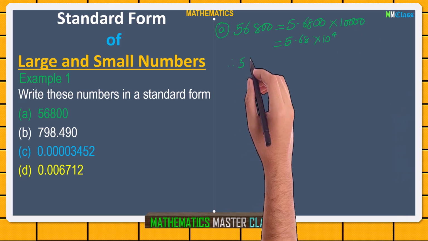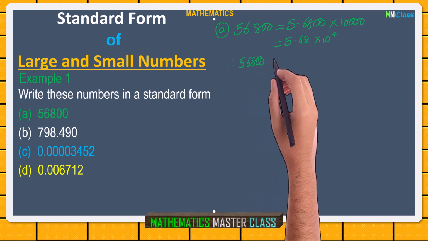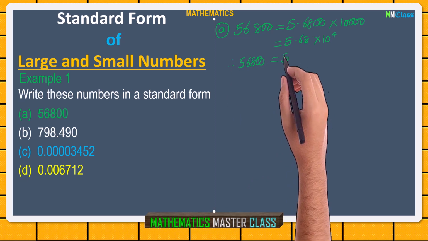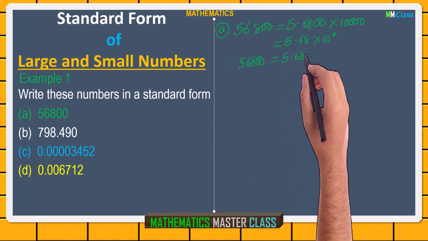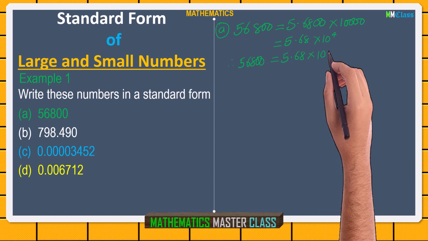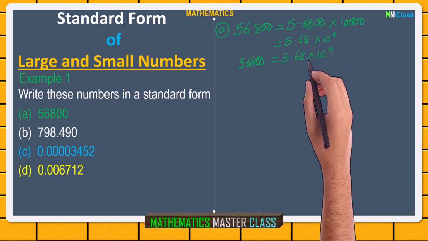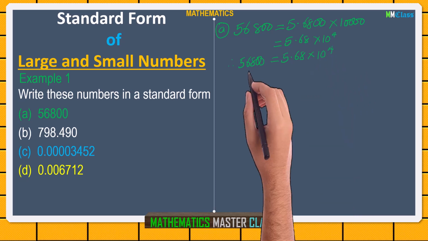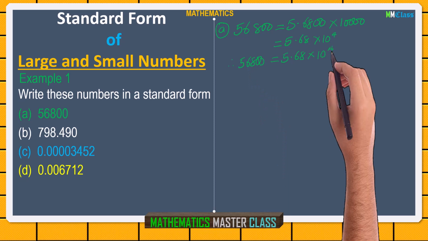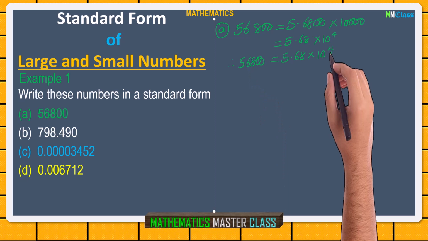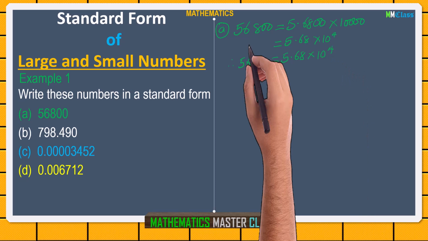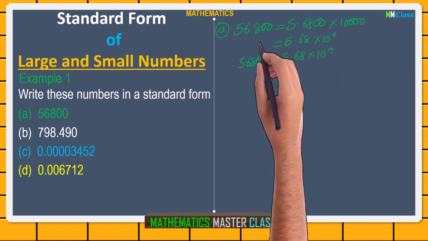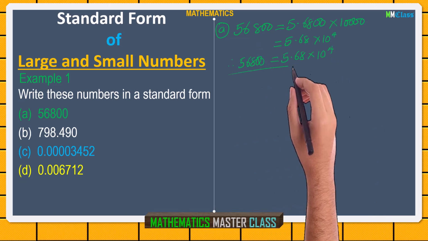Therefore, 56800 will be equal to 5.68 times 10 raised to the power of 4. So we have succeeded in writing this number in standard form. And because the power of 10 is a positive number, this number 56800 is a large number.